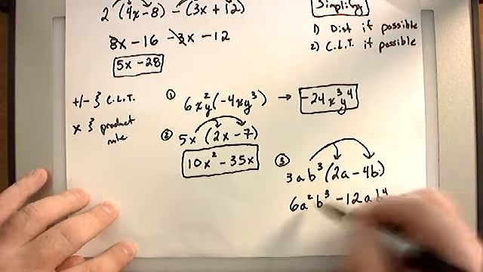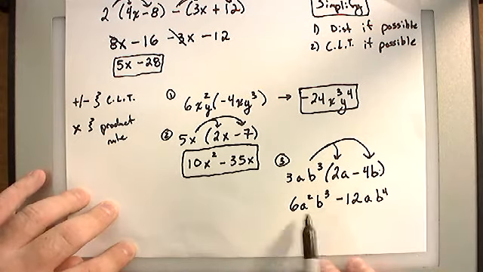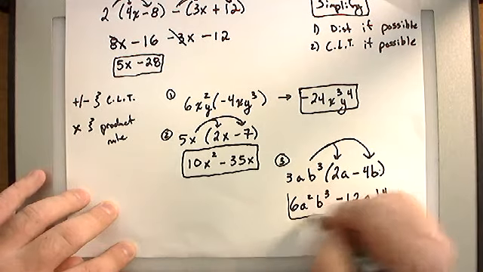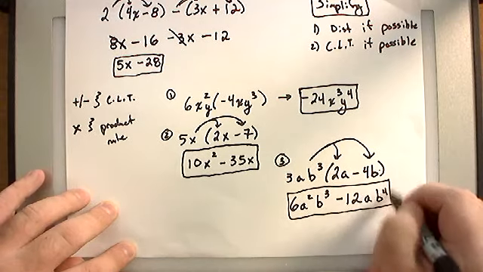And then we look down, can we combine like terms? Well, they both have a's, they both have b's, but the powers are not the same. And remember, the powers have to be the same, so you're done.